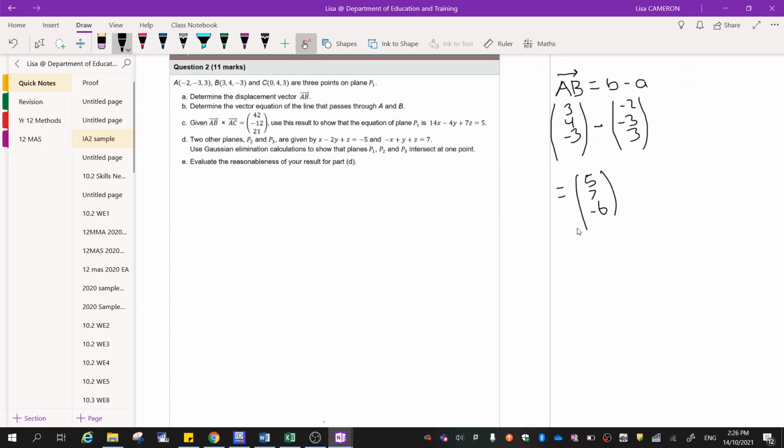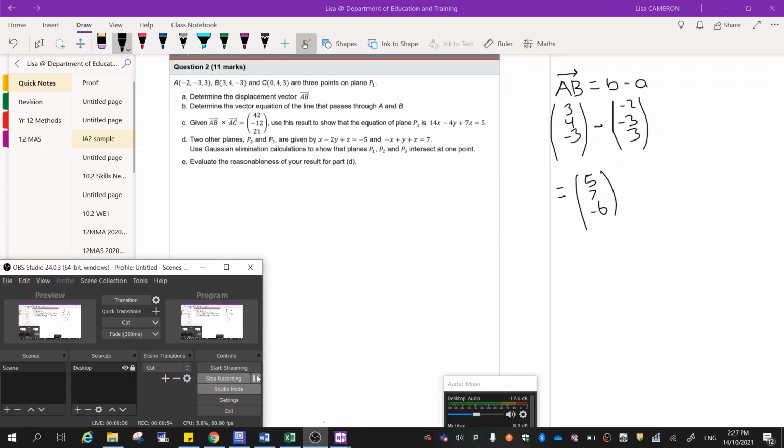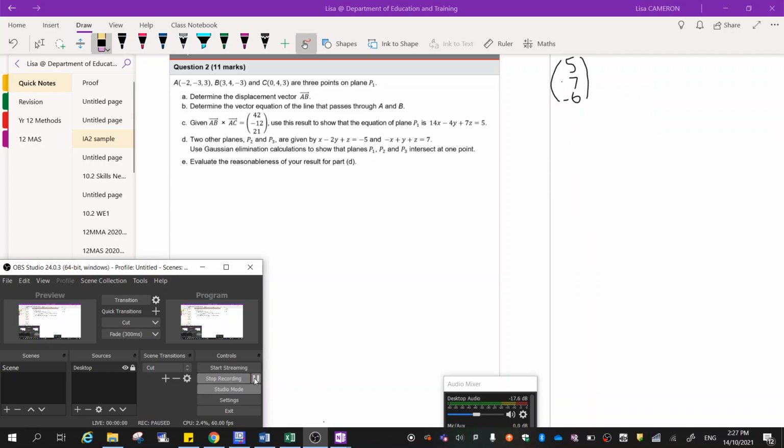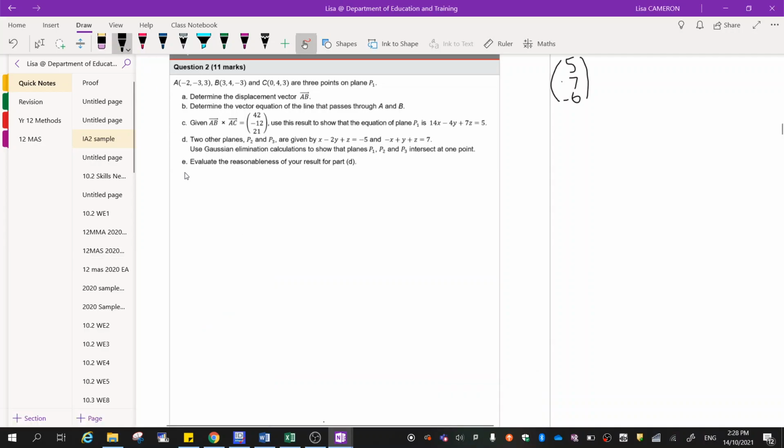So that is now going to be carried into our second bit. So the second one is asking us to determine the vector equation of the line that passes through A and B. So to do this one, we're going to use the vector equation of the line, r equals a plus kd. So let's write that down if we can. r equals a plus kd.